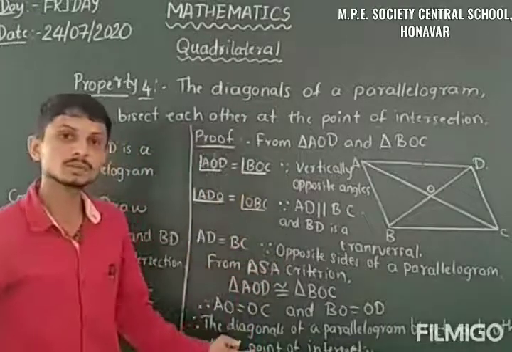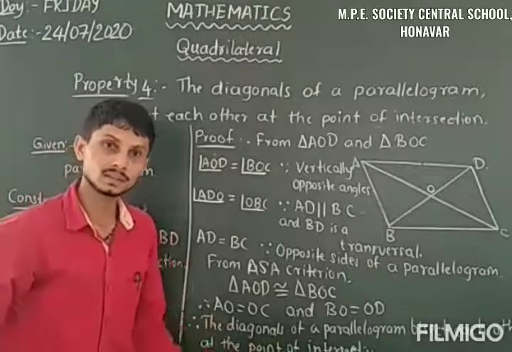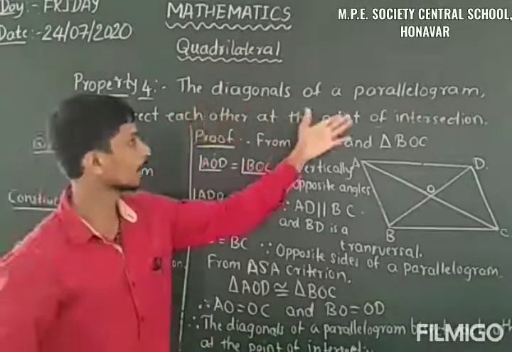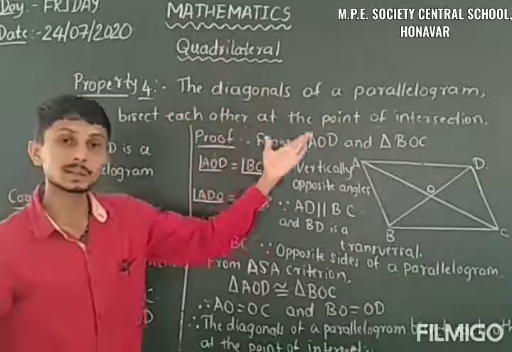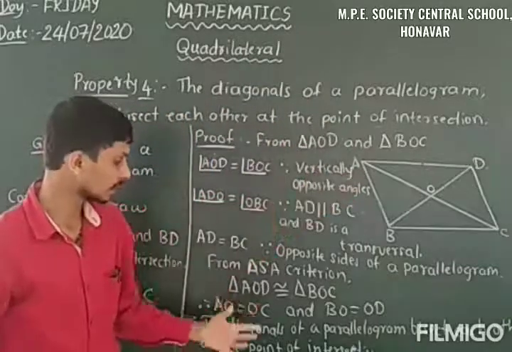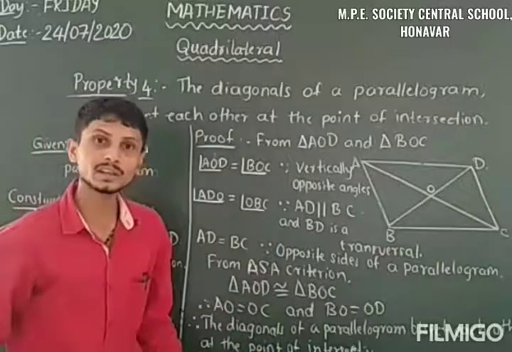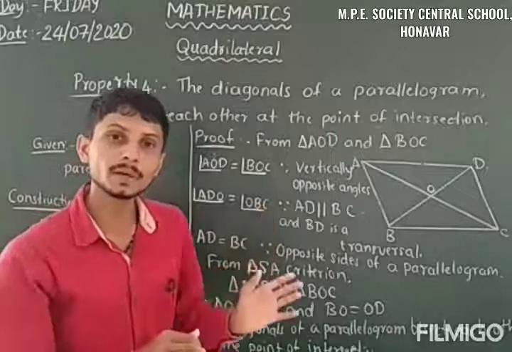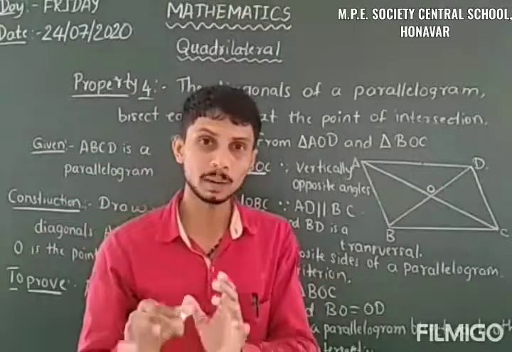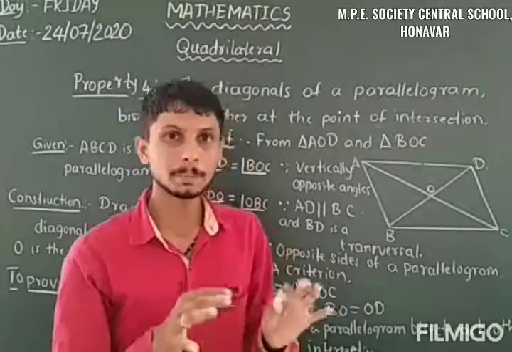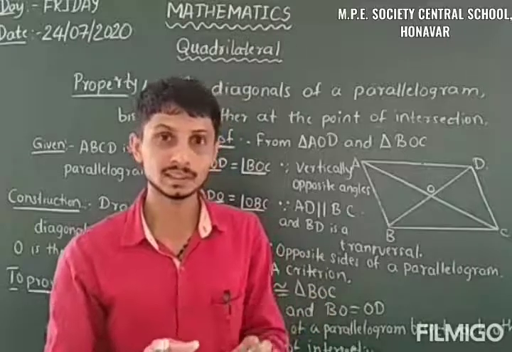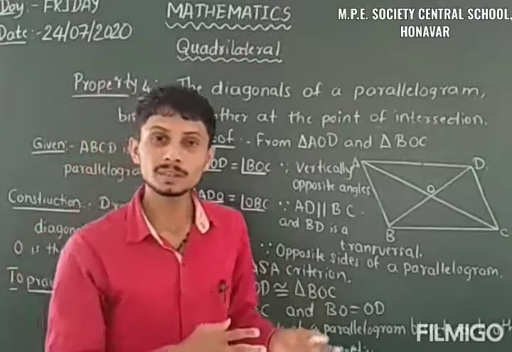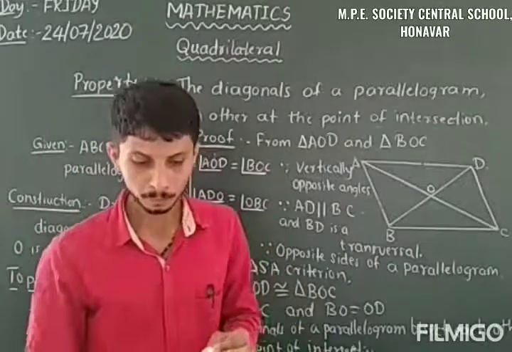If you are not able to write this here, see this part, so just write this only. Diagonals of a parallelogram bisect each other at the point of intersection. After the proof, we have to write the conclusion here. So this is about the property of diagonals of a parallelogram. It tells us that the diagonals of a parallelogram bisect each other at the point of intersection. So with reference to that, we have to solve some problems.